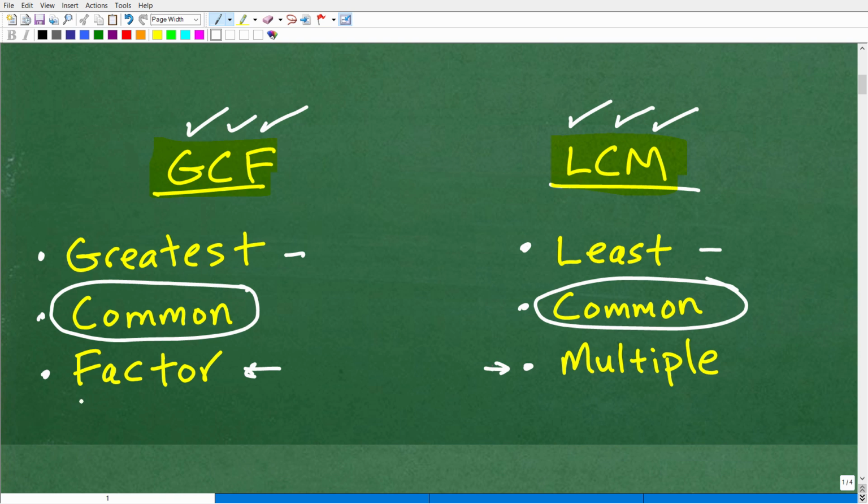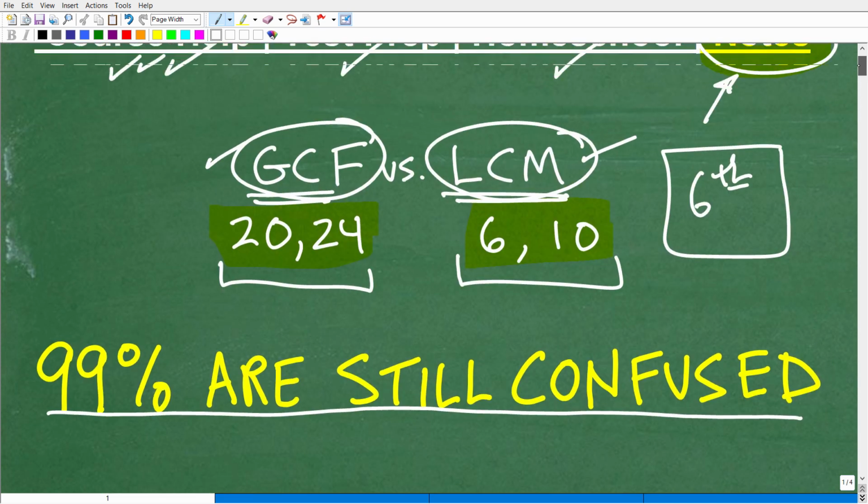Interesting. Okay, so what does this word factor mean? Well, I'm going to show you exactly what that word factor means in a second, and then we're going to talk about what a multiple is as well. So if this was kind of like, oh, okay, now I remember what the GCF and LCM is, let me go ahead and show you the problem.